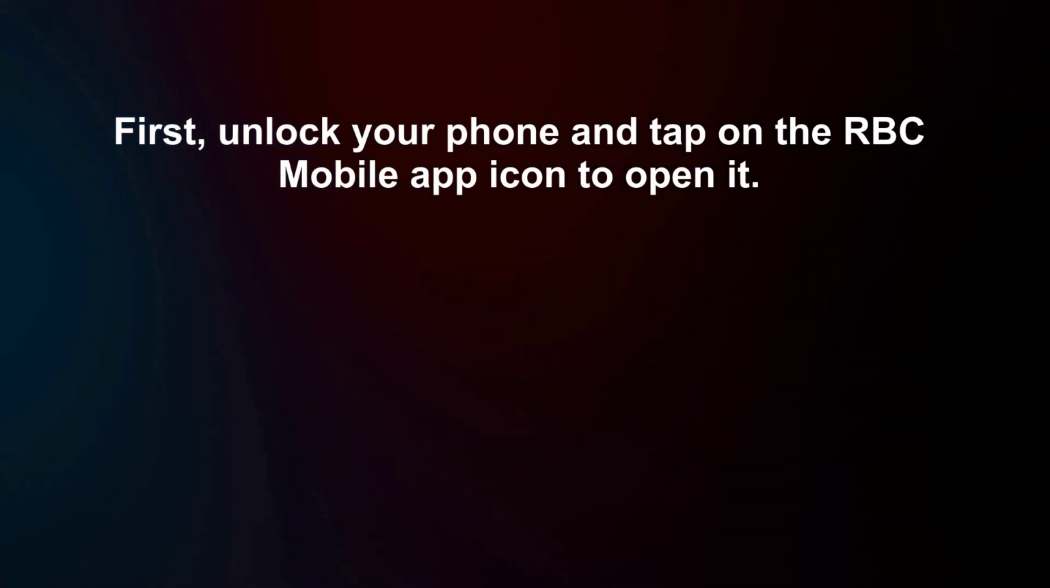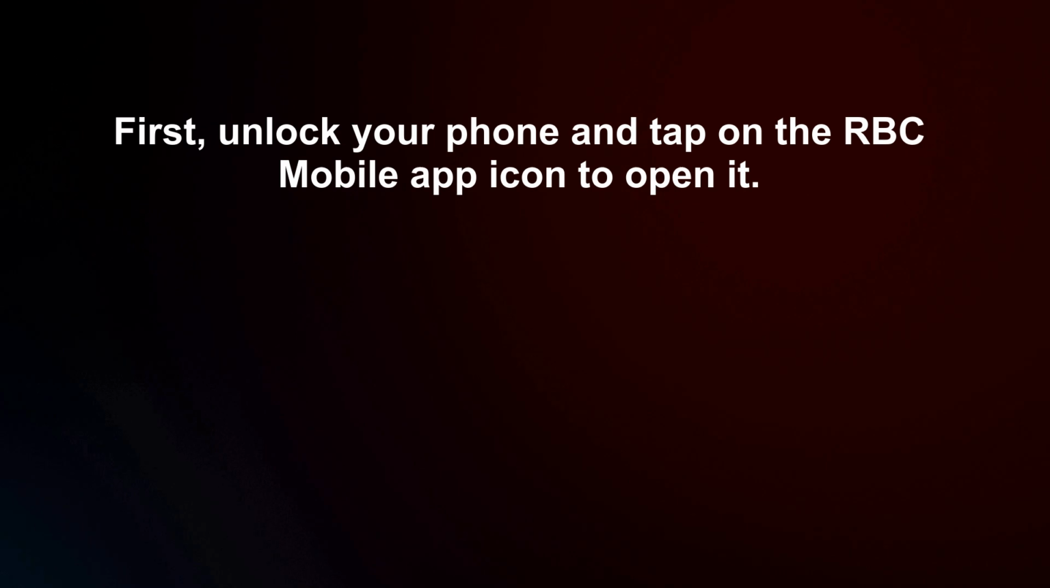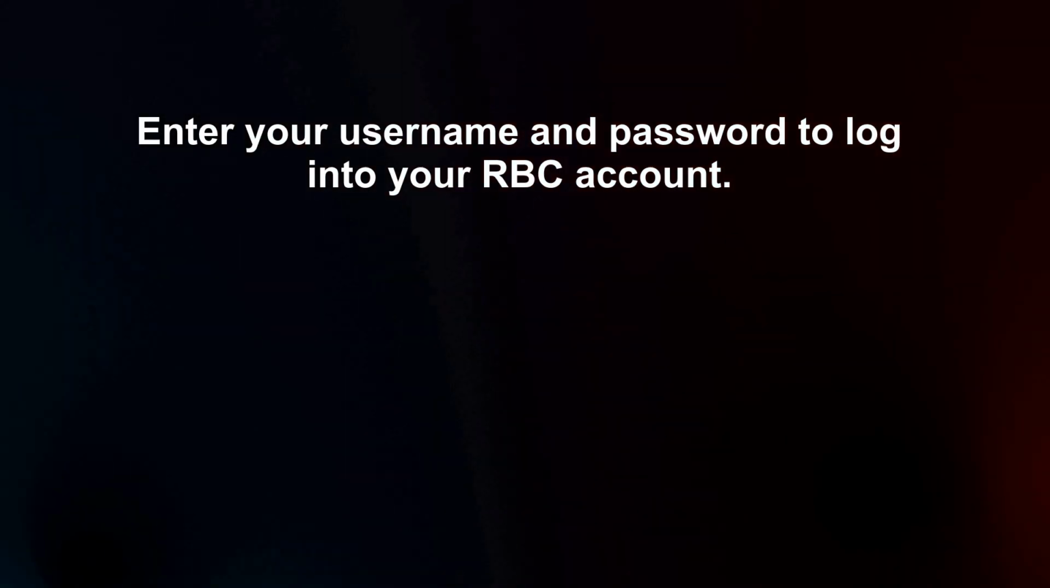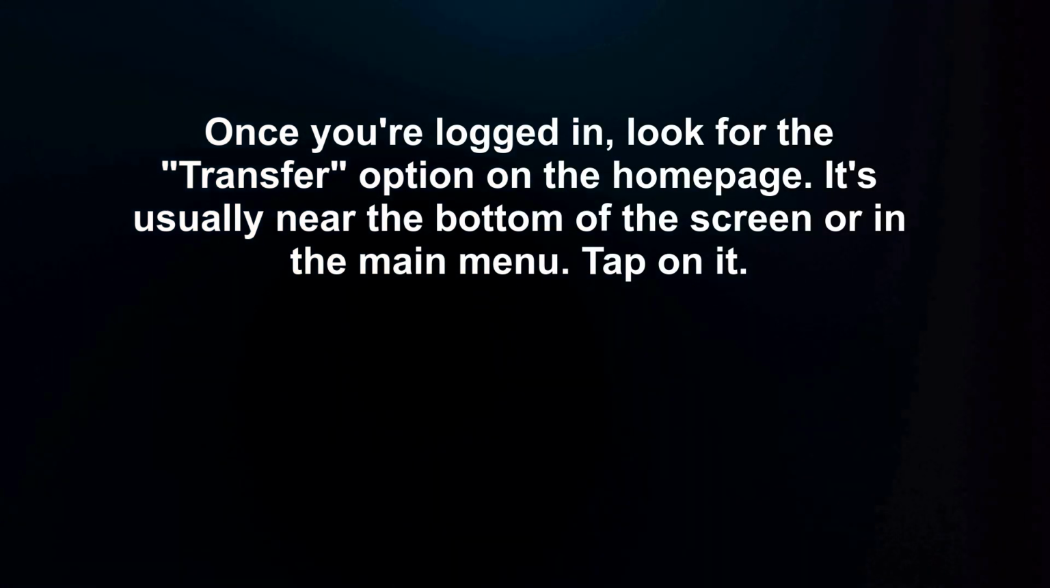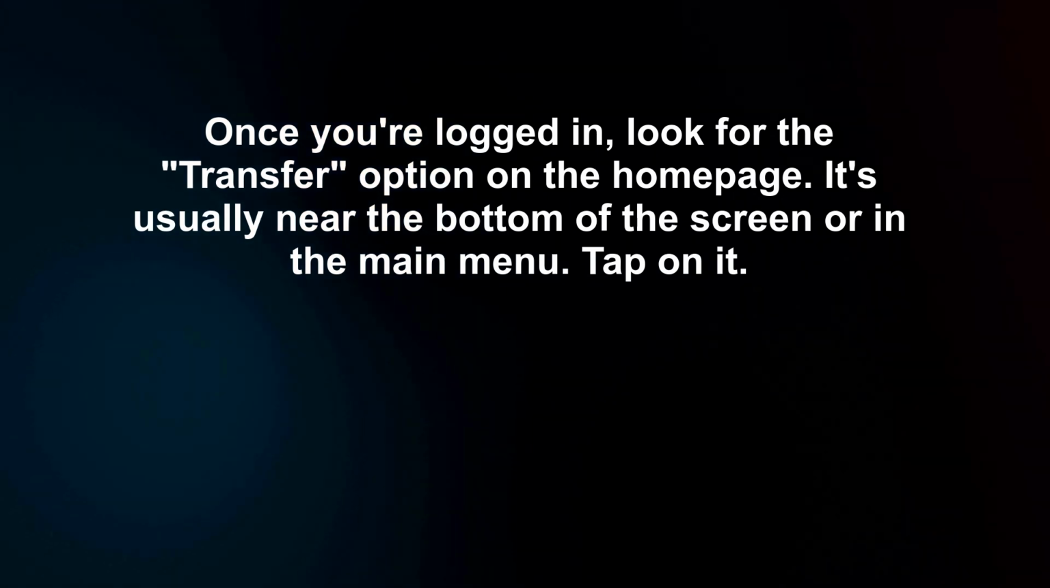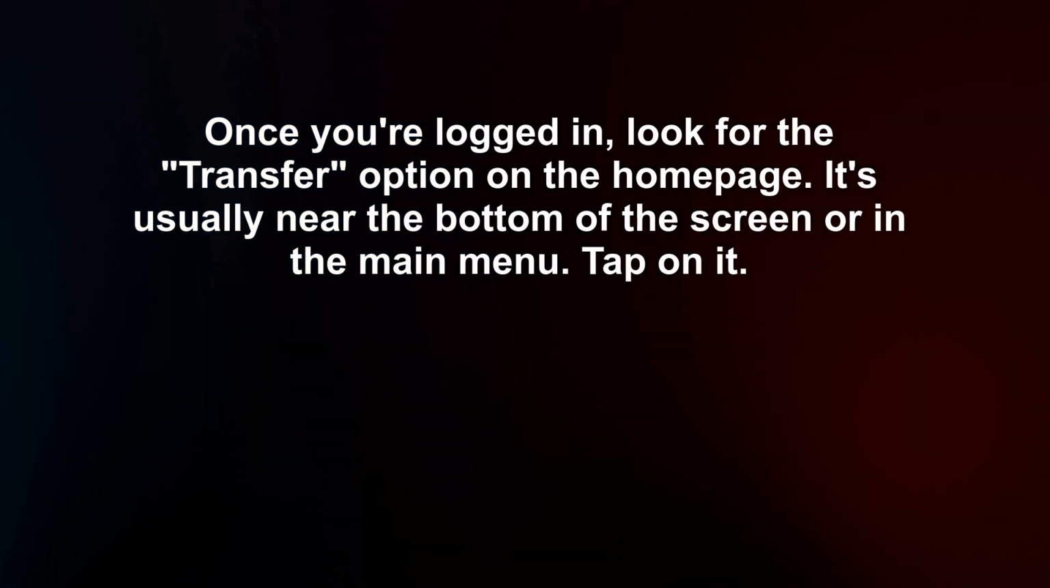First, unlock your phone and tap on the RBC Mobile App icon to open it. Enter your username and password to log into your RBC account. Once you're logged in, look for the transfer option on the homepage. It's usually near the bottom of the screen or in the main menu.